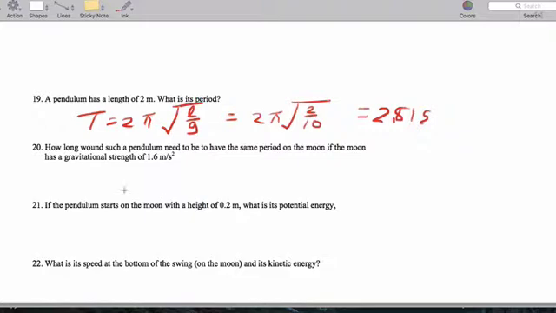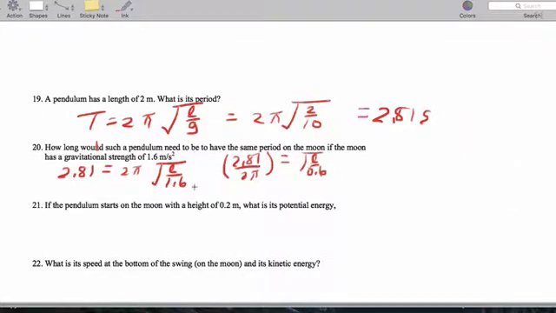seconds. Now we want to know how long would such a pendulum need to be on the moon to have the same period. So now we're going to have 2.81 seconds equals 2 pi times the square root of L over 1.6. So let's be careful. I'm going to rewrite this as 2.81 over 2 pi equals the square root of L over 1.6. And I'm going to put this 2 pi in parentheses as well, because I just want to make sure y'all get the right calculation on your calculator.